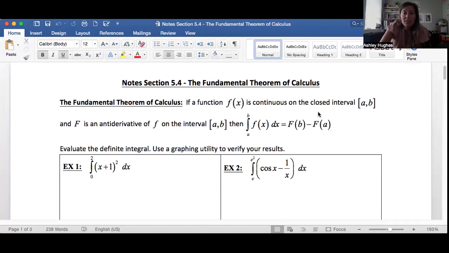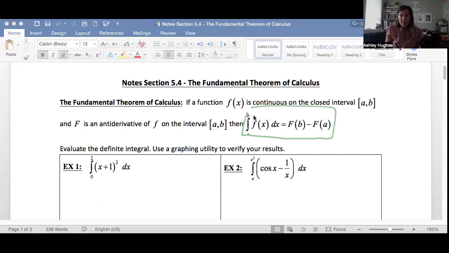This says if f is continuous on a closed interval and F is an antiderivative of f, then the integral, let me say this part. The integral from a to b of f of x is equal to big F, this would be the antiderivative, of b, minus big F of a.